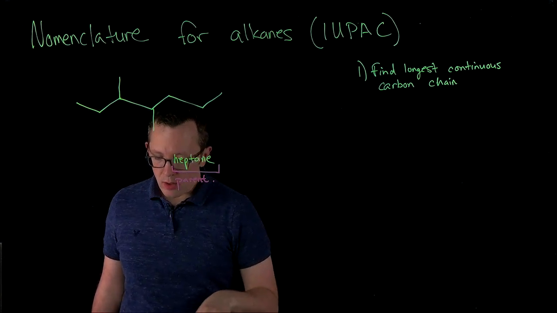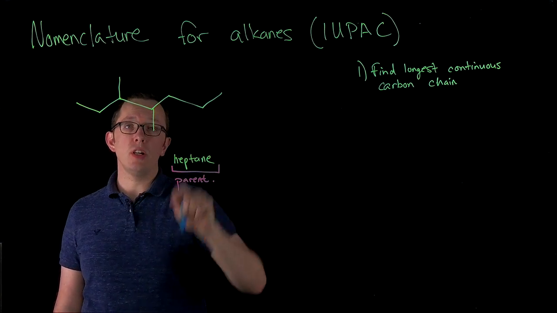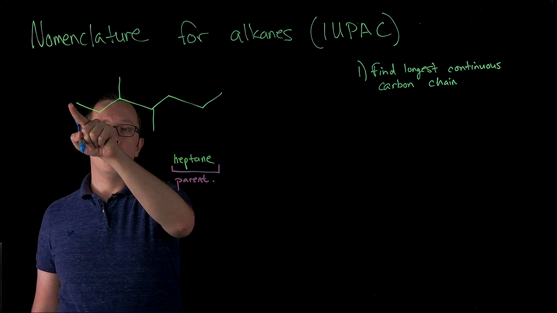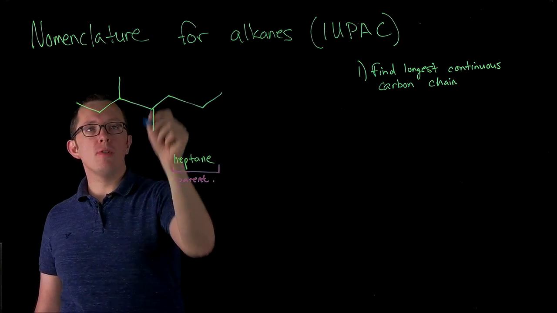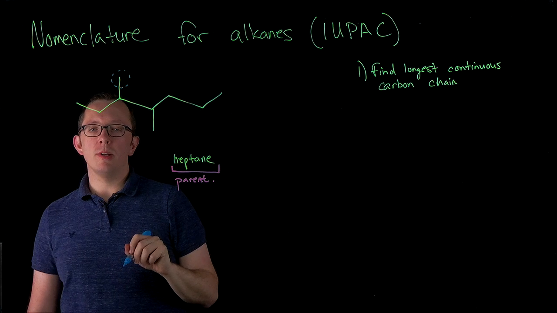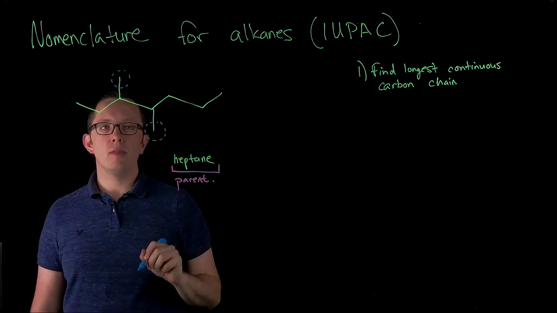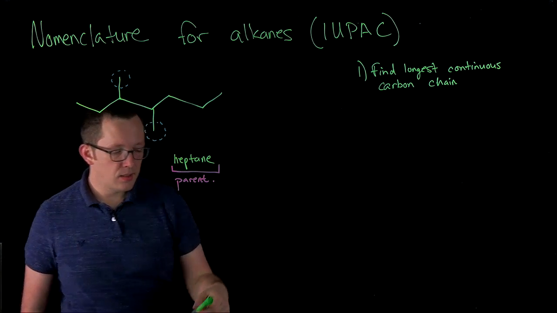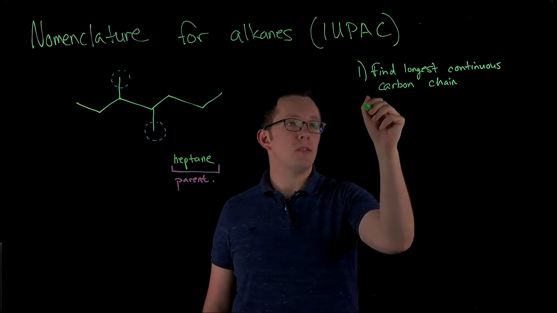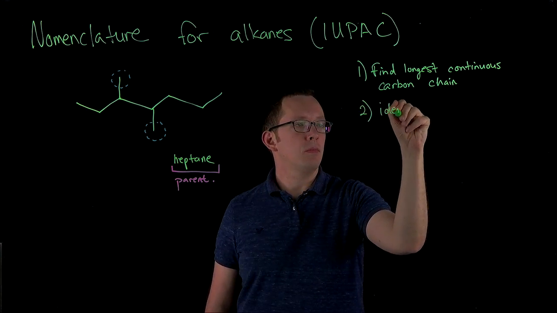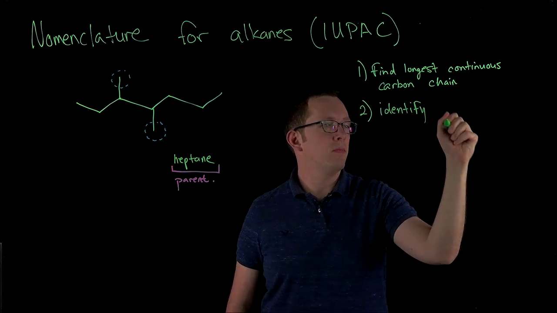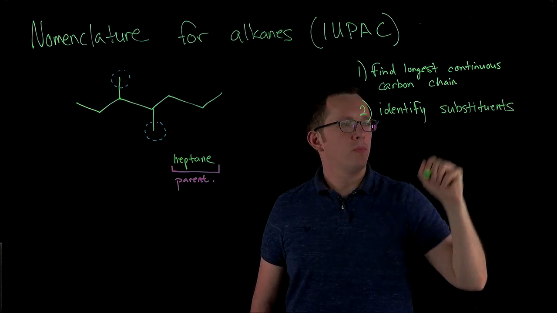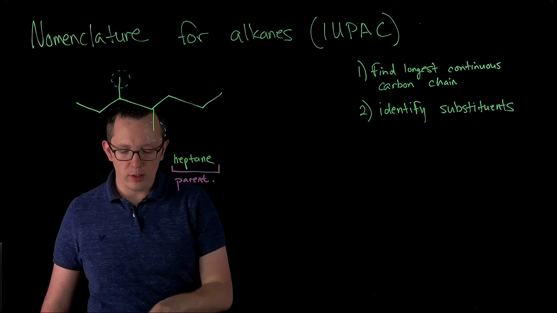Okay. So now we need to look at our structure here, and we need to find, well, what didn't we name as part of that heptane? So what is left over? So 1, 2, 3, 4, 5, 6, 7. What is left over? Well, we have 1 carbon at this position, and we have 1 carbon at this position. So we have 2 methyl groups present. So our second task is to identify the substituents. You might call them substituents or subchains. It doesn't matter which.